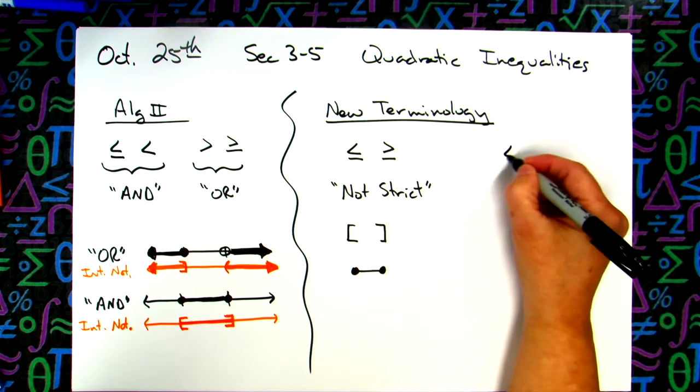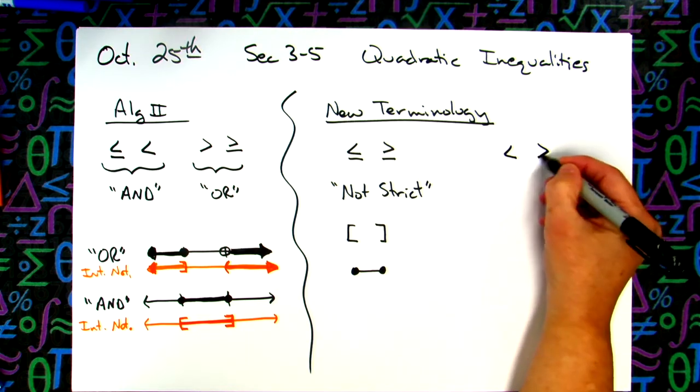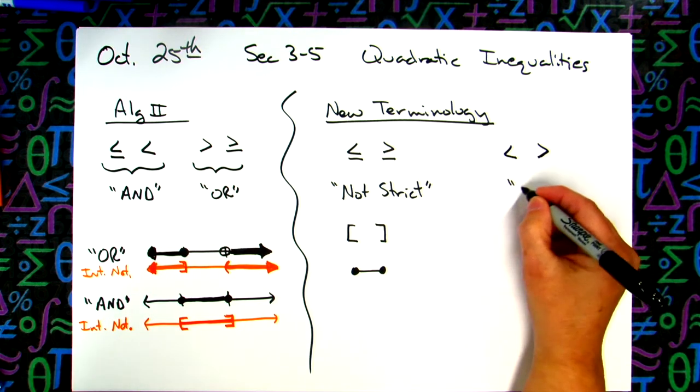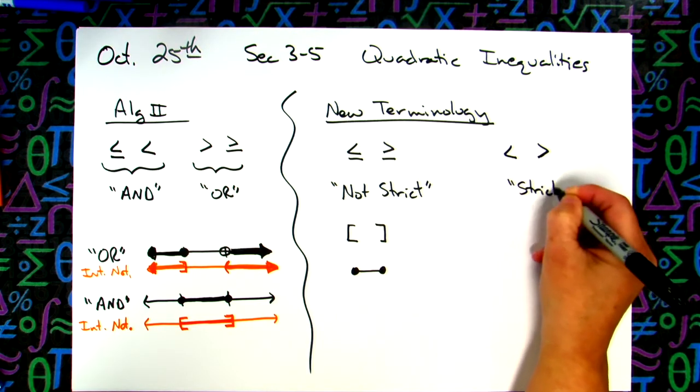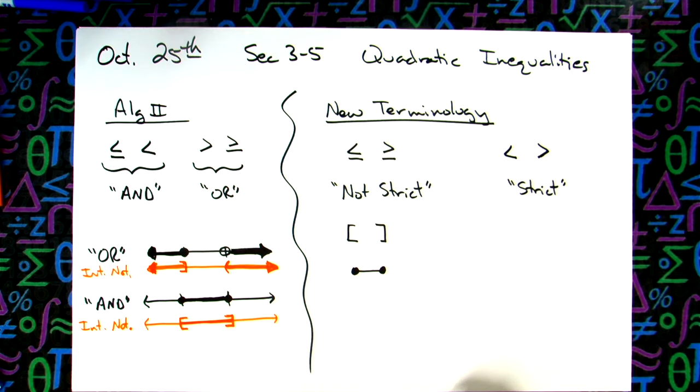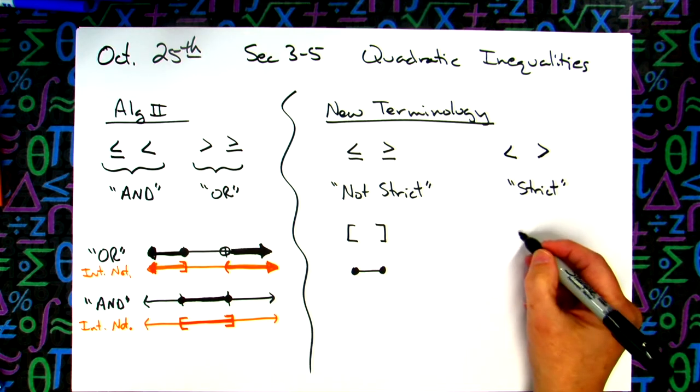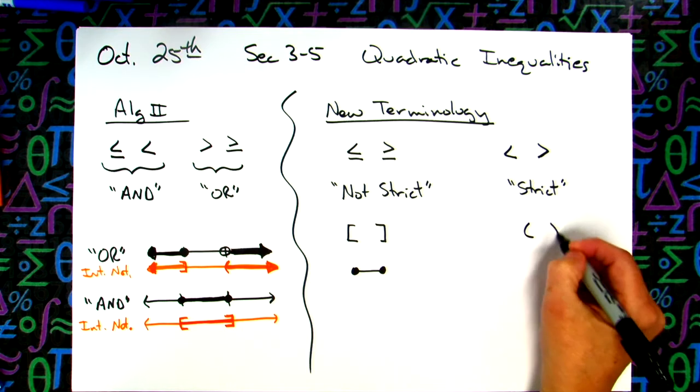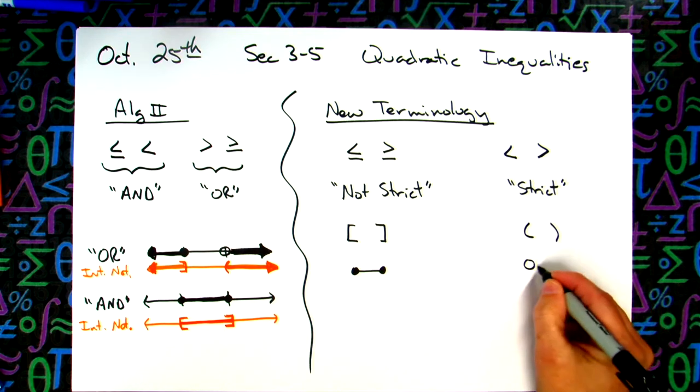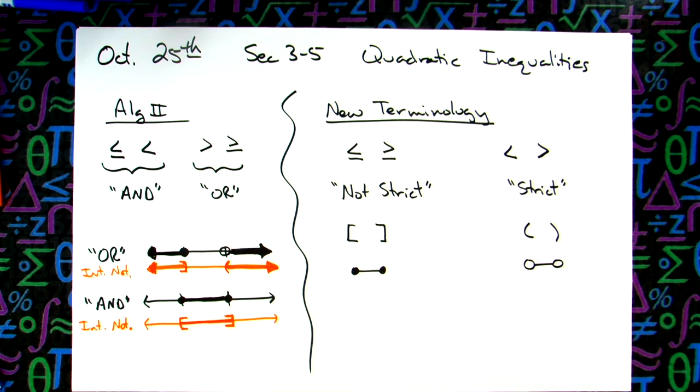If it's a less than or greater than, they refer to this as strict. The values are not included. So if we were doing our interval notation, we would be using our curvy brackets. If we were doing the open and closed dot thing, we'd be having the open dots. So just the not strict and strict. If you see that, that's what they're referring to. The problem is not strict or it's strict.